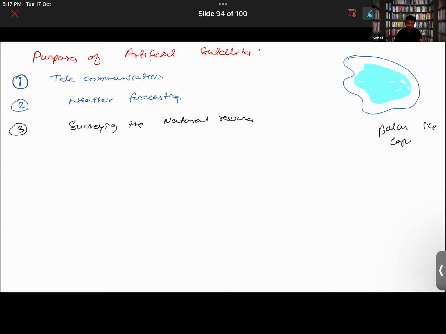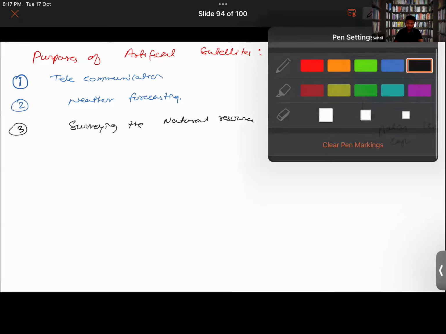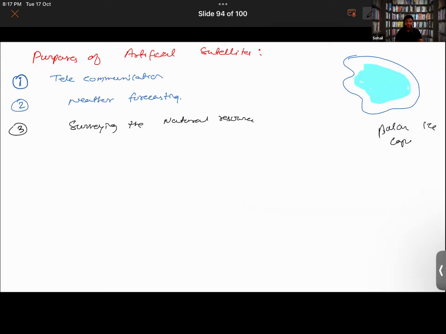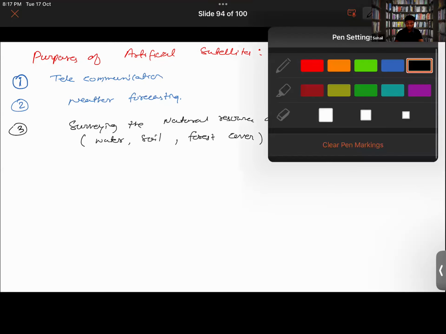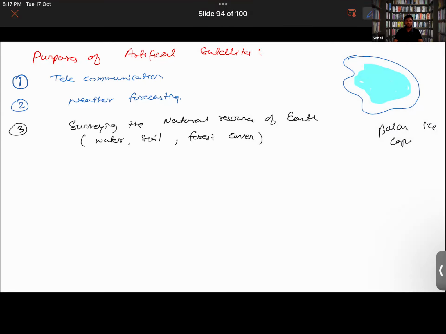So with the help of artificial satellites, we are able to survey the natural resources of Earth. For example, water, frozen water, soil, forest cover. By viewing these resources from above, we are able to predict whether they have increased or decreased. We are able to do the survey right now. Getting it now?